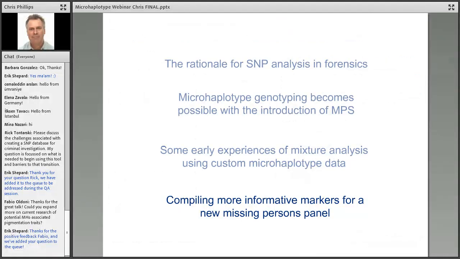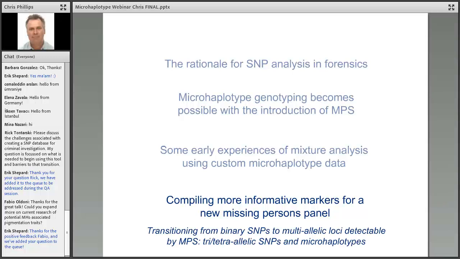So I'm going to finish just as a handover to Tom about the work we've been doing with ICMP to compile more informative markers, specifically for a new missing persons panel. And as I said, this is really a transition from binary SNPs, which are short but a lot less informative than microhaplotypes, and tri- and tetraallelic SNPs.